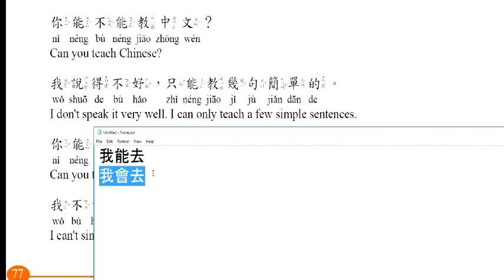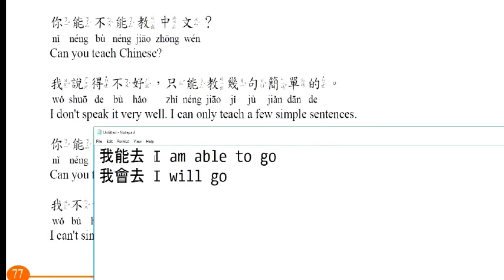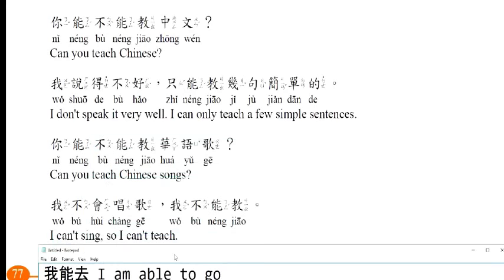I can go. 我能去, I can go. This one is more like I am able to go, and this one is more like I will go. 我能去，我会去. Here, 我不会唱歌 carries a little meaning of ability. 我不能教, I cannot teach. 我不会教 actually has the same meaning, so they are interchangeable. Let's learn more examples and then you can finally distinguish them.